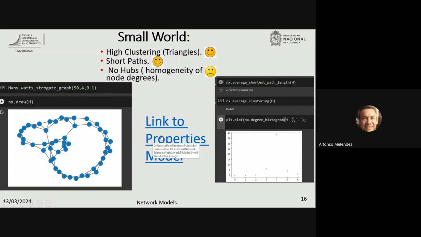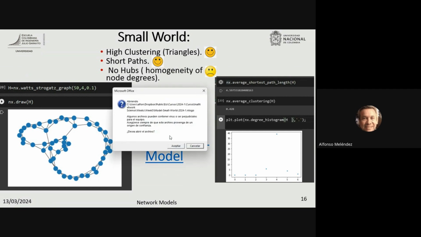But let me see this model. Okay, look at this here. Now we have a happy face, high clustering, short paths, but there's a sad face, no? As you can see here, not always, because in the video it was mentioned that there are hubs. It's not typical of a small network to have hubs. Let me see this in this model I want to show you.